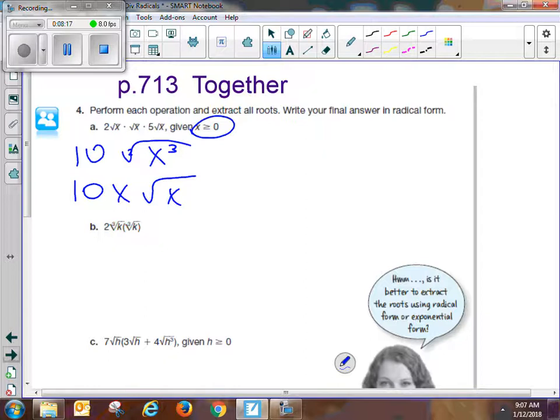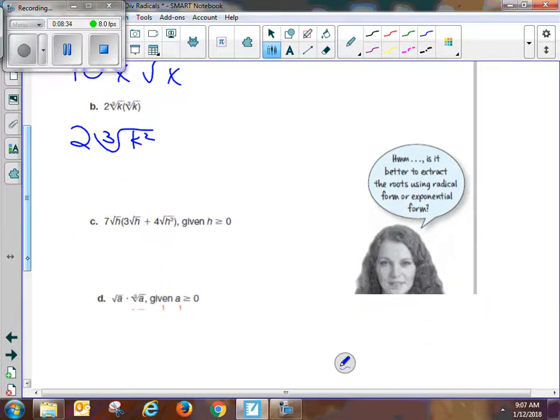Okay. Next one is really, really quick. Anybody have an answer? You think you know? You look like you're iffy. 2 cube root of k squared. Done. That's it. Question? Okay. Next one.